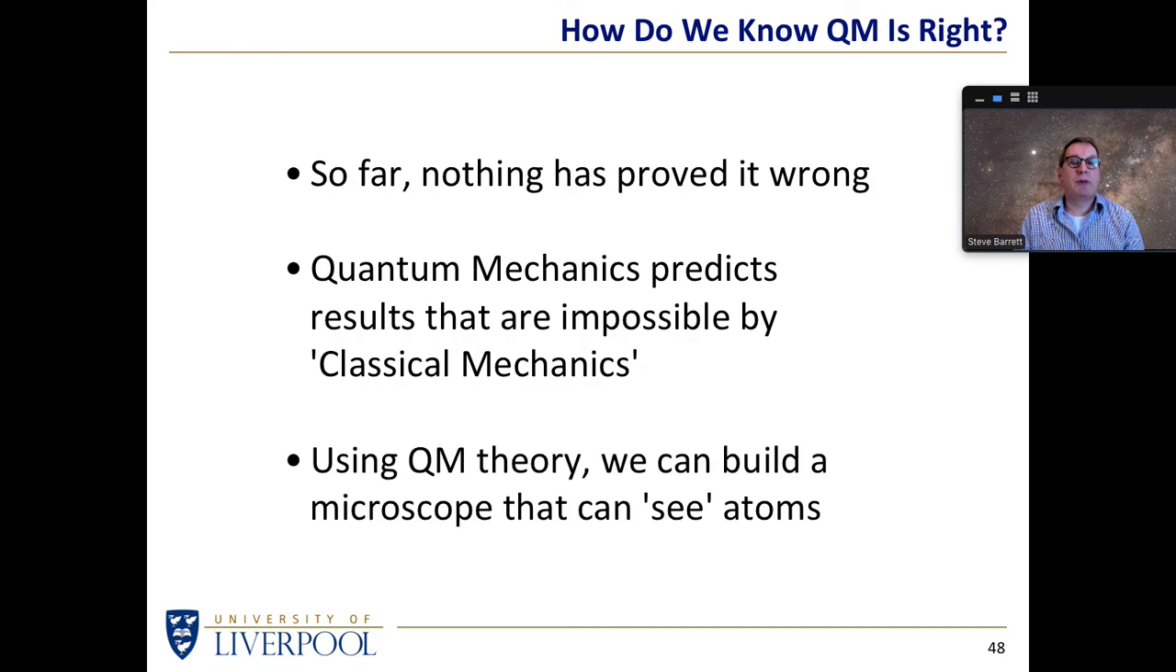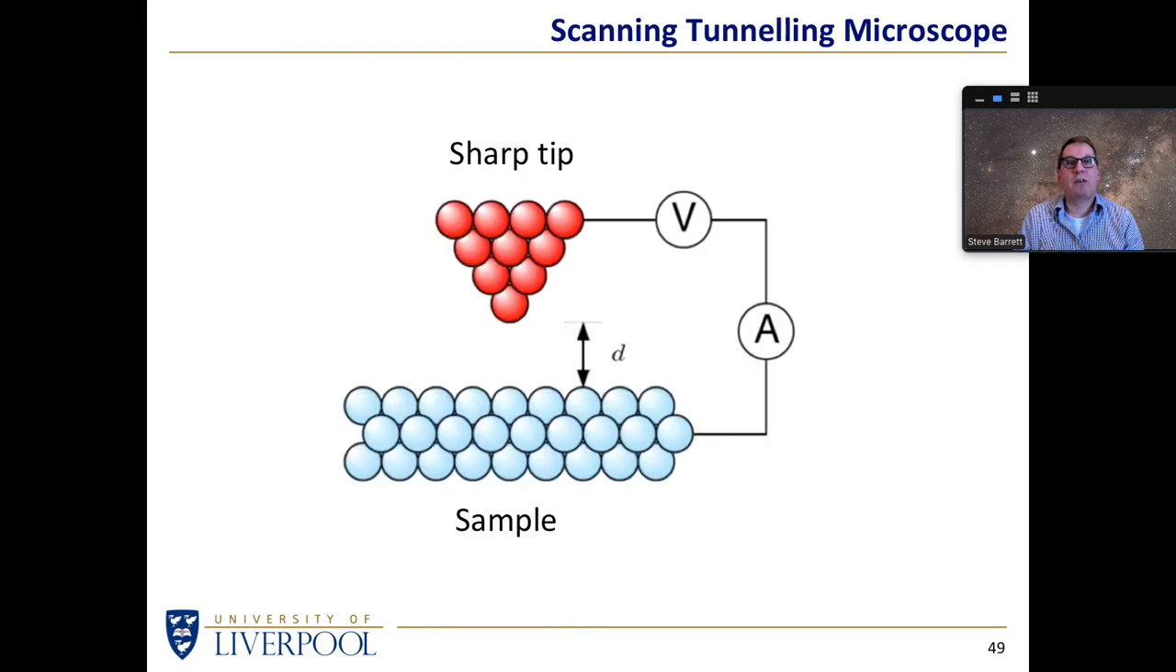And using quantum mechanics, we can use the principles of quantum mechanics to build ourselves a microscope that allows us to see atoms. Such a microscope is called a scanning tunneling microscope, or an STM for short. What it involves is a metal tip. This is just showing the last few atoms of the tip that's brought close to a sample, and again the sample is represented just by a few atoms here.